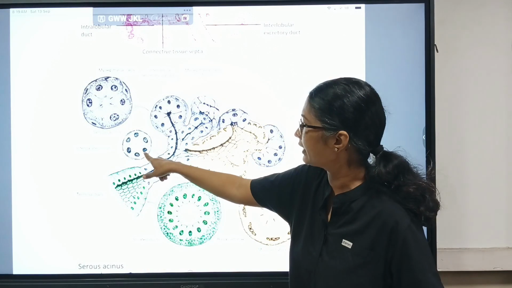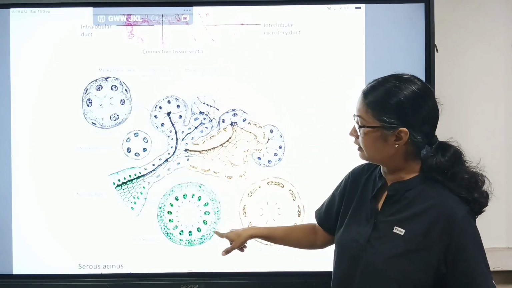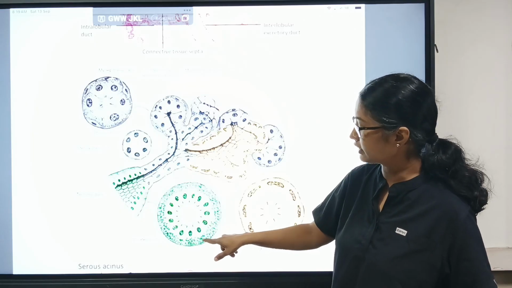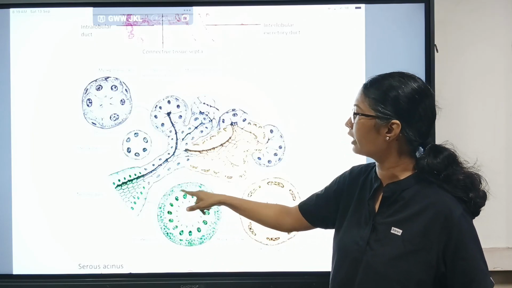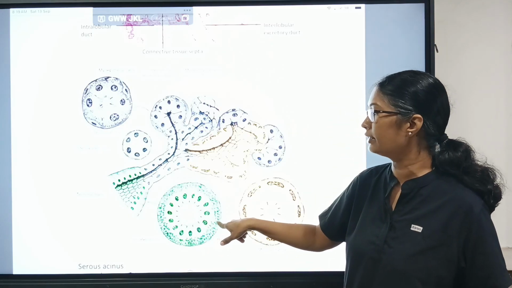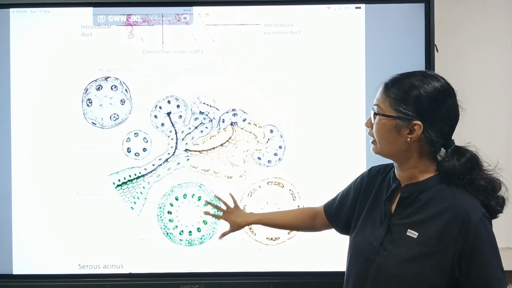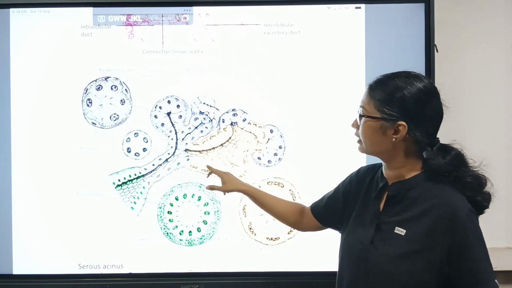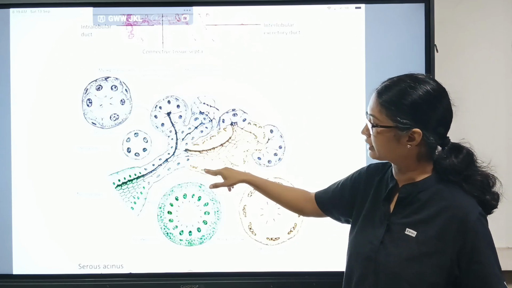This is the intercalated duct, which has low cuboidal cells, whereas the striated ductal cells will be tall columnar with striations. These are because of the mitochondrial activity happening in this area, because these play an important role in the ion exchange, as I said. So these are the main parts of a salivary gland, and according to the description, the nuclei are placed on the basal side.